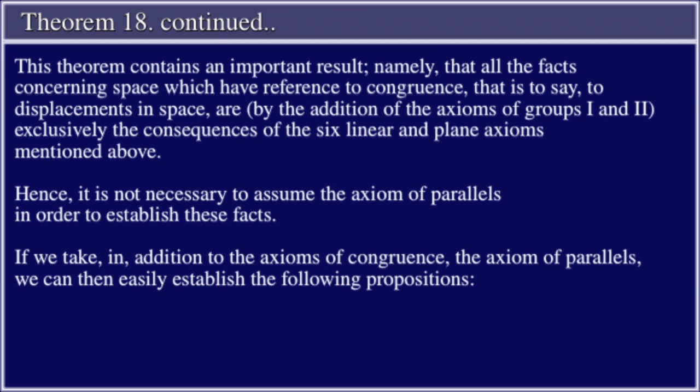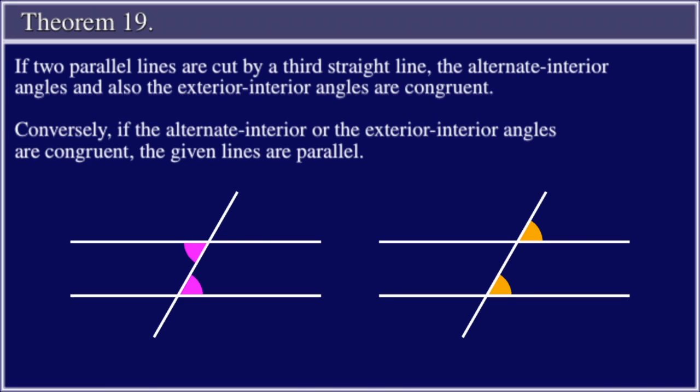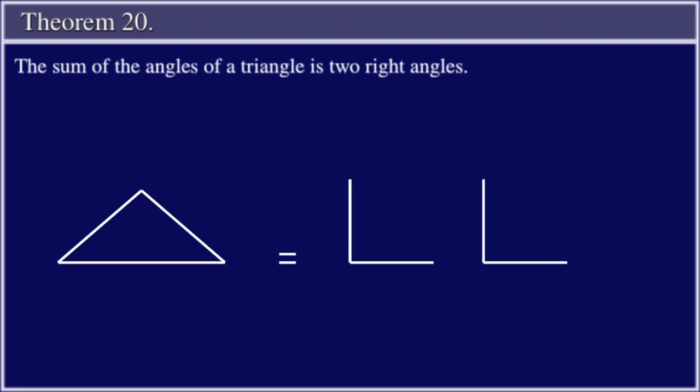If we take, in addition to the axioms of congruence, the axiom of parallels, we can then easily establish the following propositions. Theorem 19. If 2 parallel lines are cut by a third straight line, the alternate interior angles and also the exterior interior angles are congruent. Conversely, if the alternate interior or exterior interior angles are congruent, the given lines are parallel. Theorem 20. The sum of the angles of a triangle is 2 right angles.